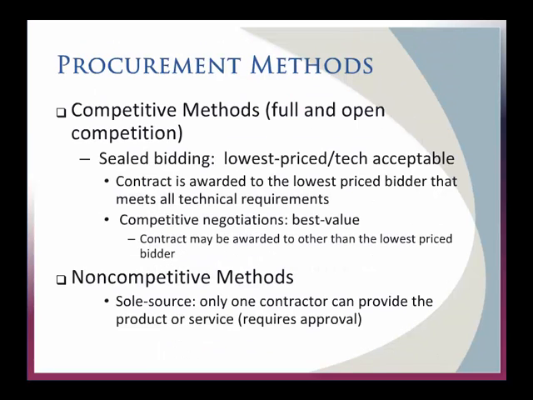So now we get into the procurement methods. Obviously, the preferred way to do everything in government is competitive, because it protects our interests. We want full and open competition wherever we possibly can. You'll have sealed bidding, where a request will go out, proposals will come in, and nobody's allowed to know anything. And then a review board looks at the proposals and, given particular criteria, will select a winner. There are competitive negotiations for best value.